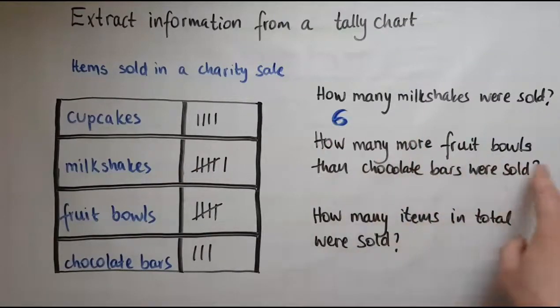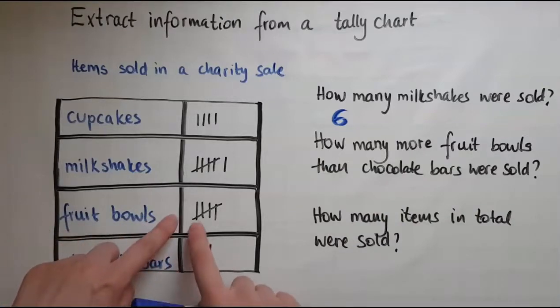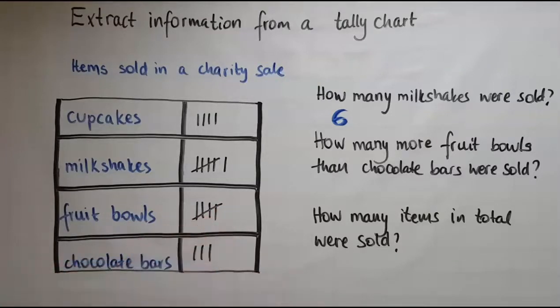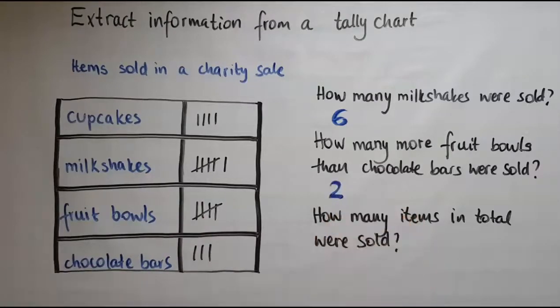How many more fruit bowls than chocolate bars were sold? So we're comparing fruit bowls with chocolate bars. How many more? How many extra? So there are 3 here, but there are 1, 2, 3, 4, 5. So there are 2 extra, 2 more. 2 more fruit bowls than chocolate bars.